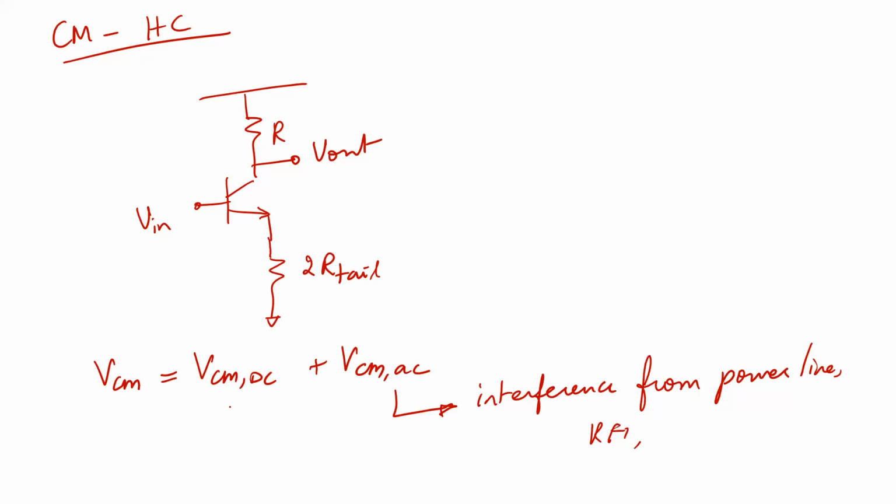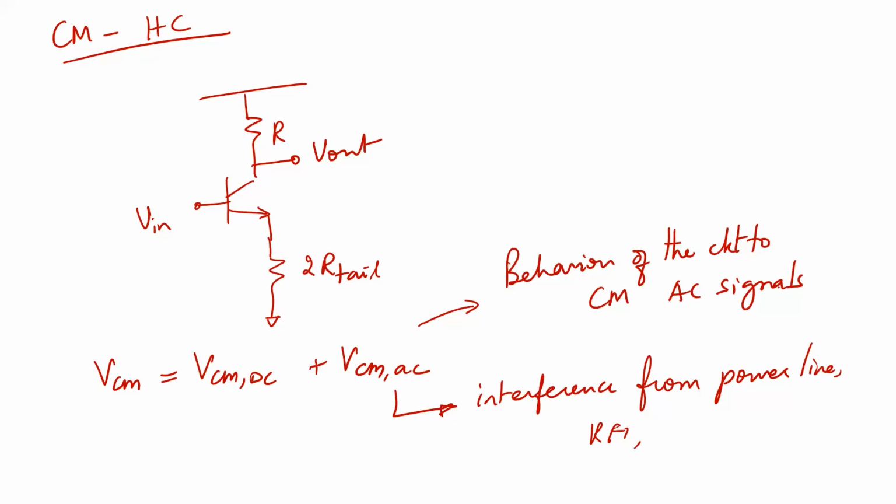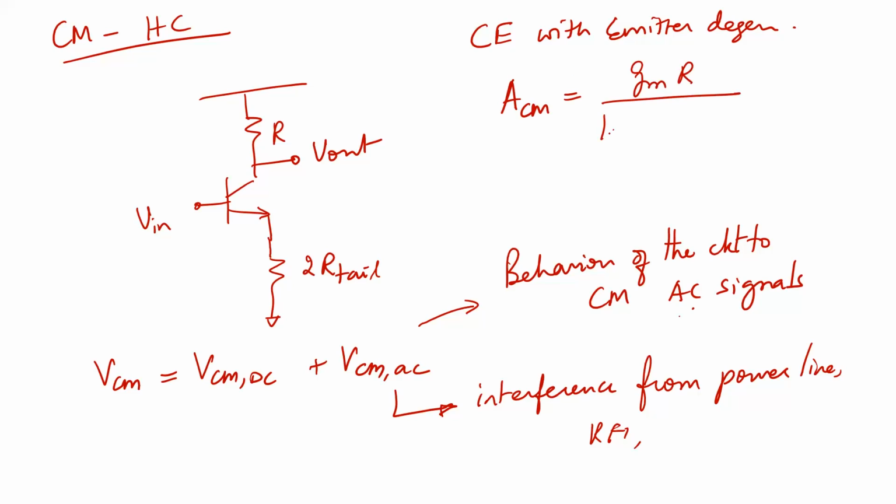So what we are looking at in this circuit is the behavior of the circuit to common mode AC signals, or common mode AC small signals. Now, how will this behave? Basically, what is this circuit? This circuit is nothing but a common emitter with emitter degeneration. And what is the common mode gain that you can talk about? The common mode gain can be given as Gm times R divided by 1 plus Gm into the resistance at the emitter, which is 2 times R tail. This is your common mode gain.